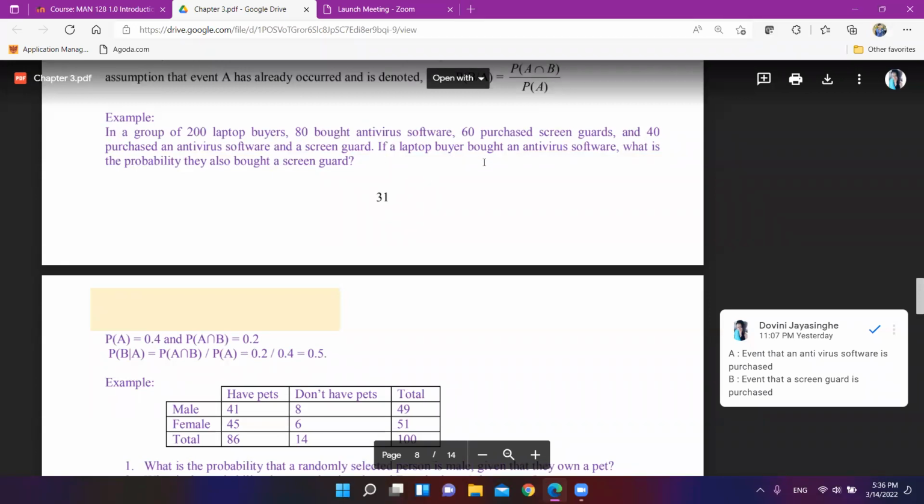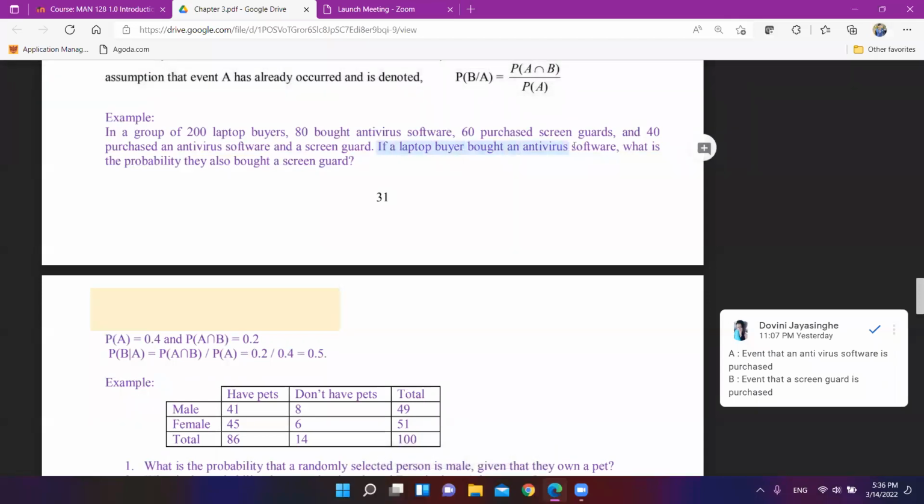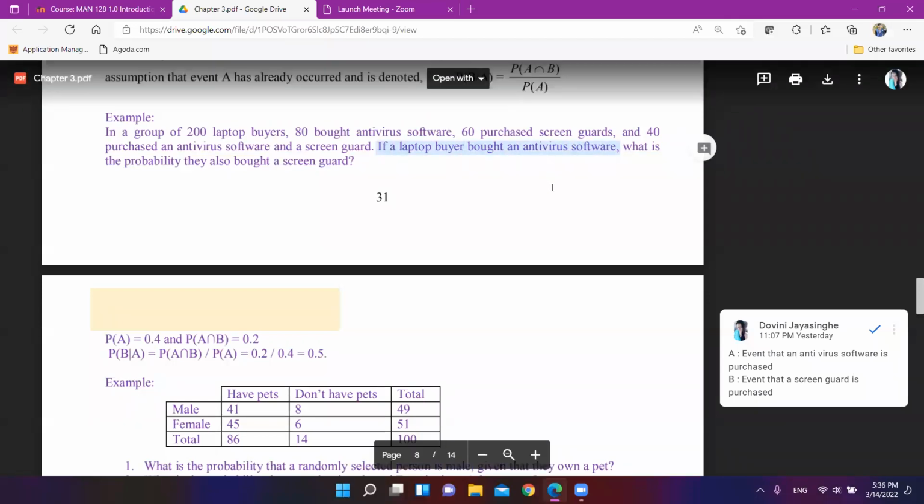If a laptop buyer bought an antivirus software, if this happened, what is the probability that they also bought a screen guard?